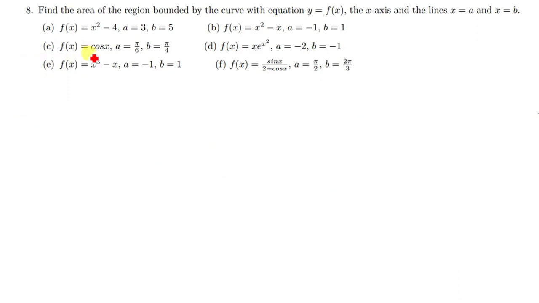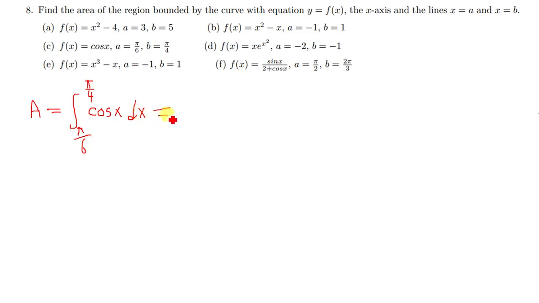The next question is saying f of x is equal to cos x. So it is also just a matter of integrating this. To find the area of that, we're going to integrate cos x. The upper limit we've been told is pi over 4, because pi over 4 is greater than pi over 6, and the lower limit is pi over 6. Then we're integrating this with respect to x.